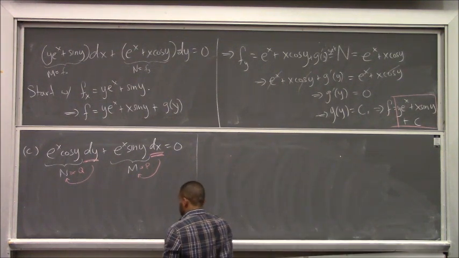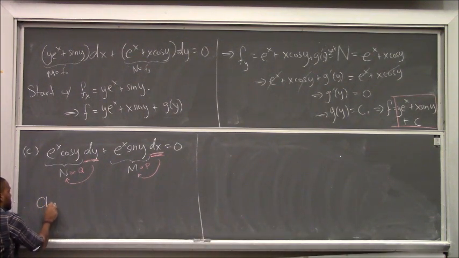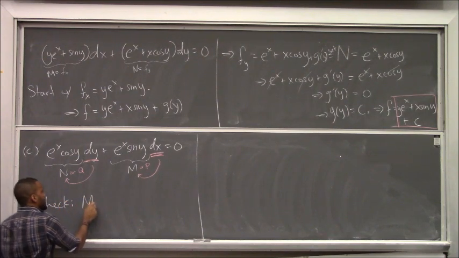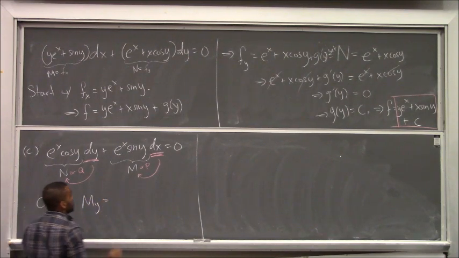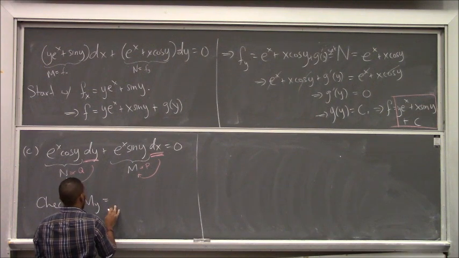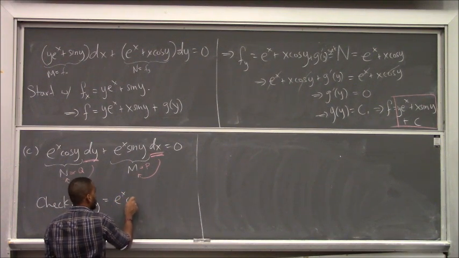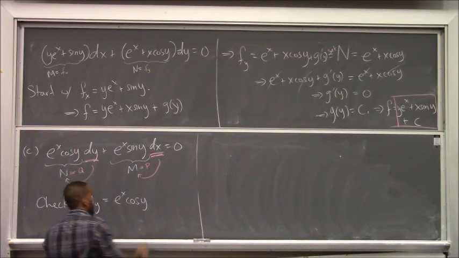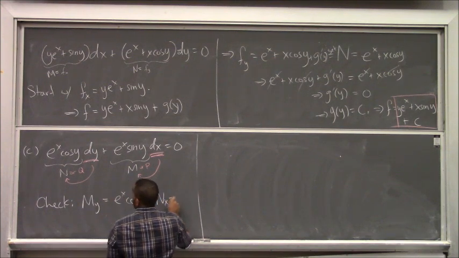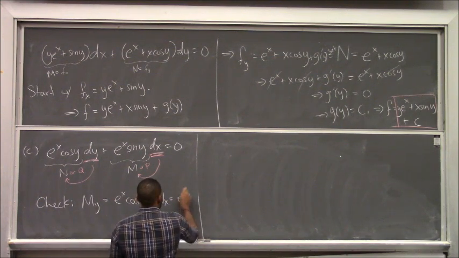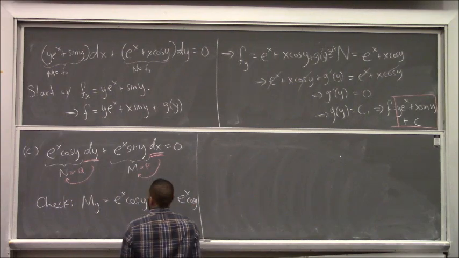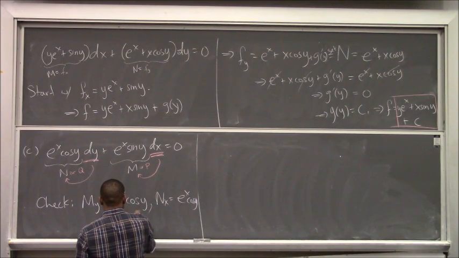So, again, you have to do your check. Y would equal the derivative of that with respect to y, and x, the derivative of that with respect to x. So, this means it's exact.